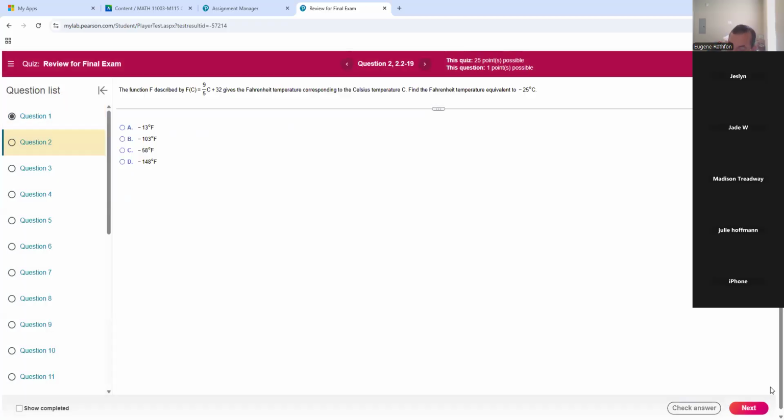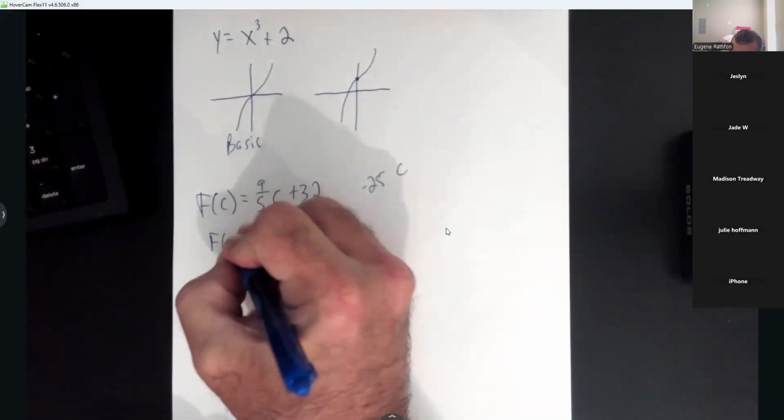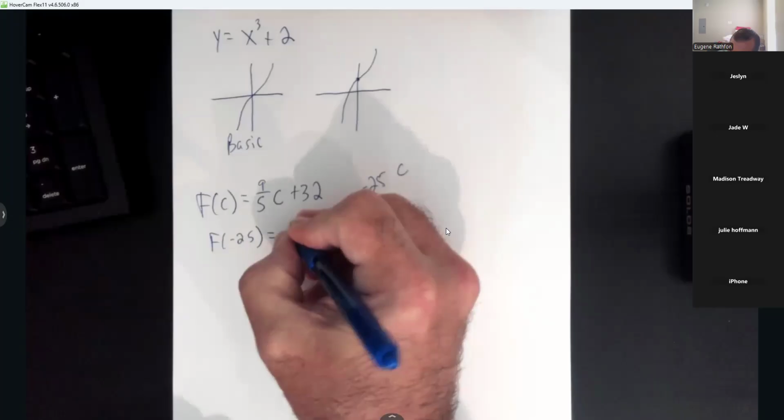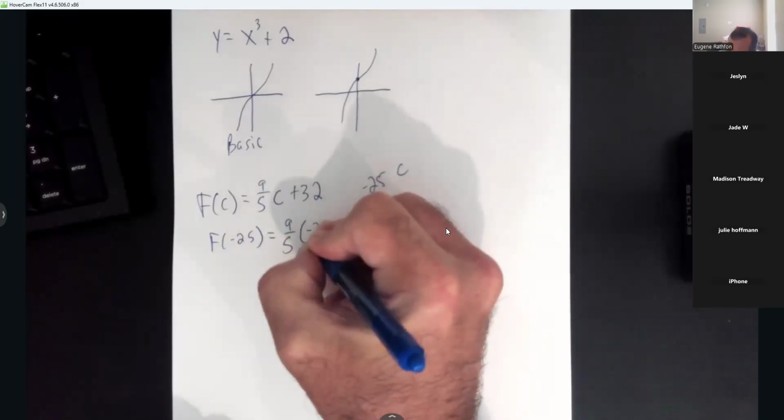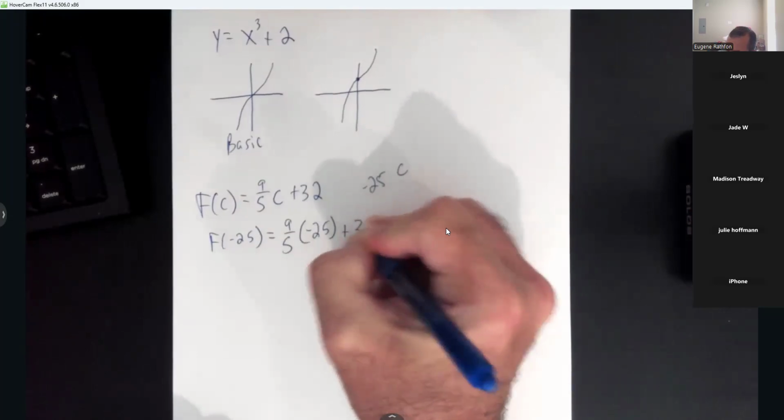All right, y'all, look here. They're giving us the Fahrenheit temperature if we know the Celsius temperature, and that's given by the formula F of C equals 9/5 C plus 32. So they want to know what Fahrenheit temperature is equivalent to negative 25 C. All right, so what I would do on that, we're going to find F of negative 25. So that's 9/5 times negative 25 plus 32.